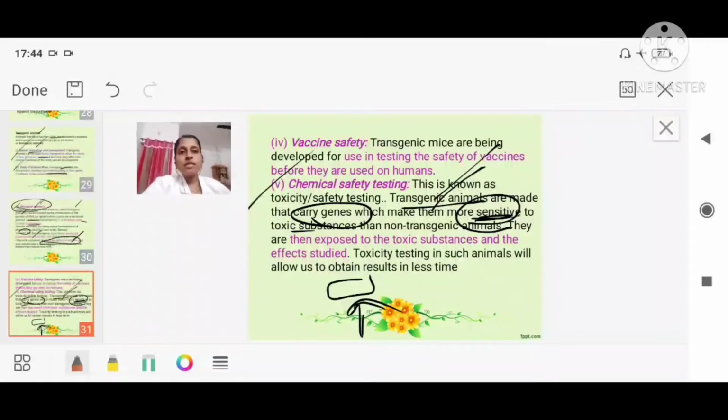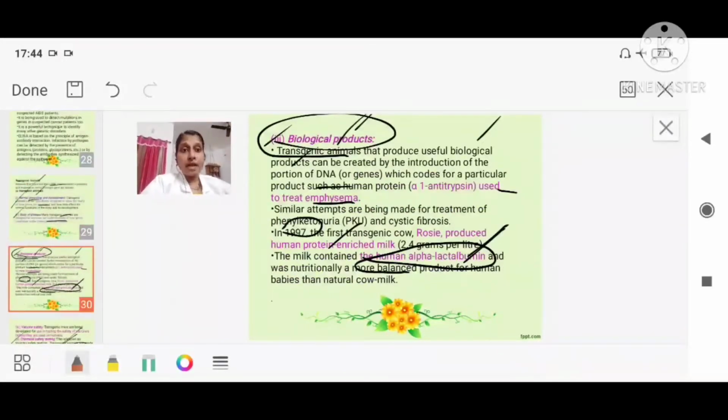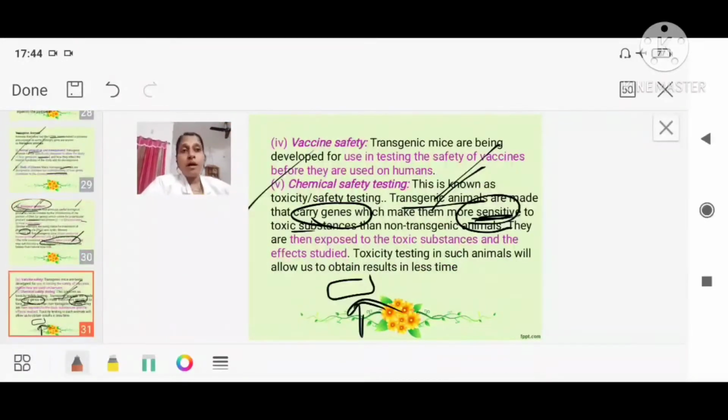Okay. So these are the various ways by which transgenic animals can be used in the field of medicines as well as for learning different things. Okay. So first is normal physiology and development. उसके नॉर्मल काम कैसे कर रहे हैं, कैसे डेवलप हो रहा है, उस जीन का क्या काम है पढ़ने के लिए, डिजीज़ेस को पढ़ने के लिए, बायोलॉजिकल प्रोडक्ट्स बनाने के लिए, वैक्सीन को टेस्ट करने के लिए हम बना रहे हैं. वैक्सीन ठीक है, अच्छा है, यूज़ कर सकते हैं कि नहीं, उसके लिए.